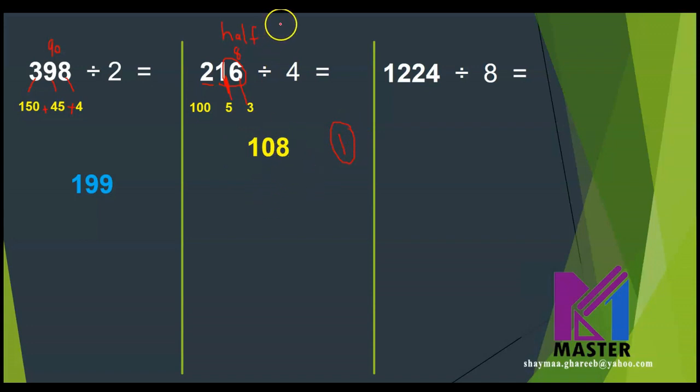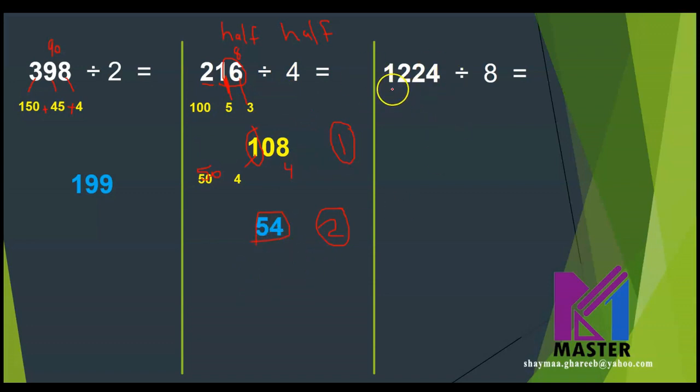Now I need to find one more half. So let's find the half of 108. Half 100 is 50. Half 8 is 4. Then the second half will be 54. Now let's look at this number. We are going to find the half. So this is, we said, the second half, which is our answer. 216 divided by 4 equals 54.